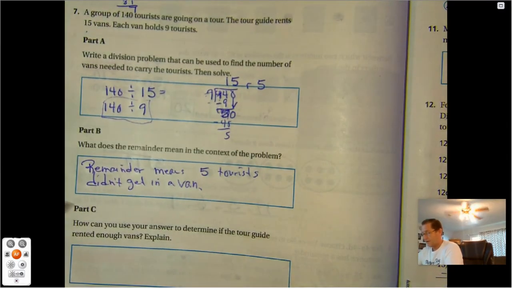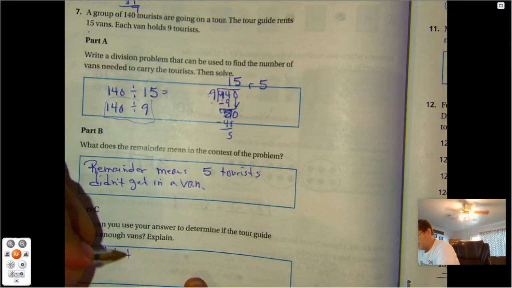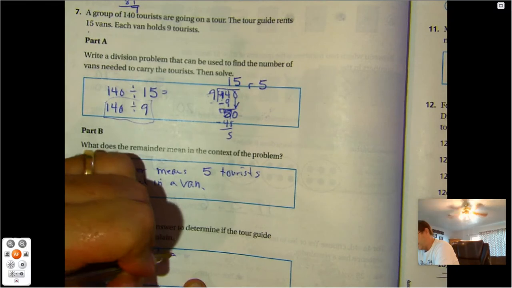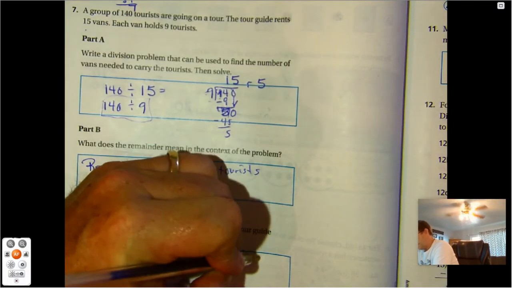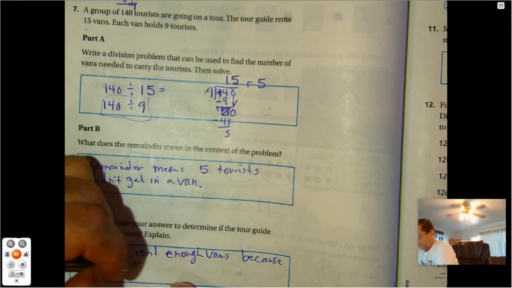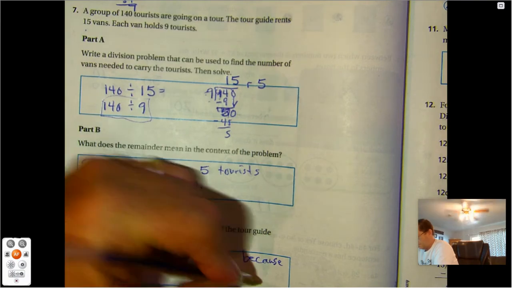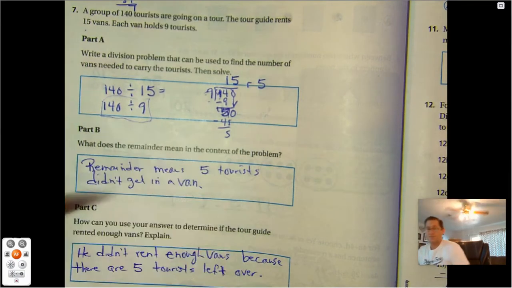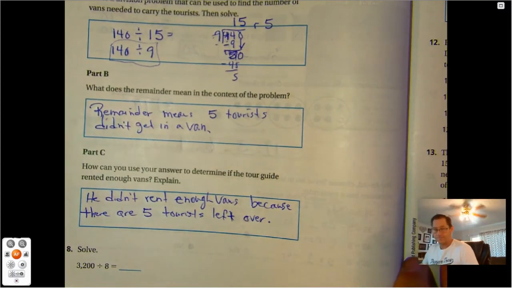How can you use your answer to determine if the tour guide rented enough vans? Oh, well, he didn't rent enough vans. So there are 5 tourists left over. He should have ordered 16 vans. All right.